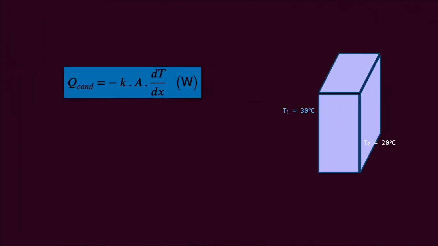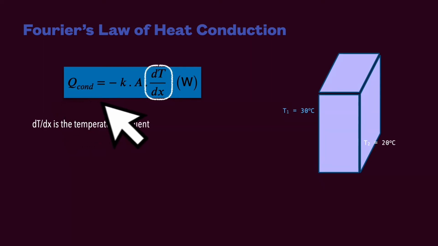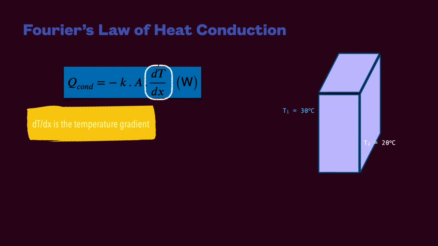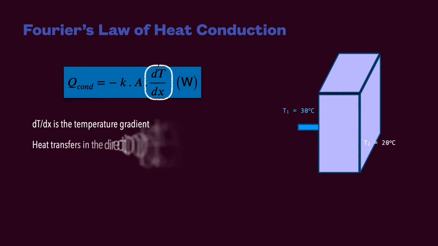Based on Fourier's law, for the case of delta x limit to 0, the previous equation reduces to the differential form as shown. We call this equation Fourier's law of heat conduction. dT over dx is the temperature gradient. The heat transfers in the direction of decreasing temperature.